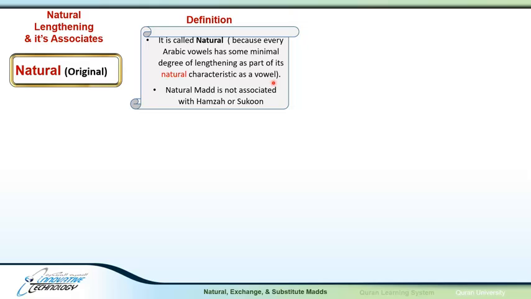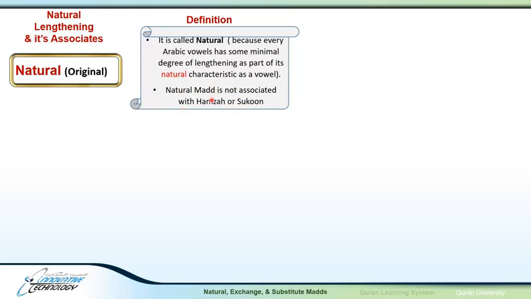Now, this happens naturally if it is not followed by a hamza or sukoon. In the case of being followed by hamza or sukoon, the extension would be for a longer period of time, beyond the 2 units. Instead of saying ah, we'll say aah. Instead of saying ooh, we'll say oooh. So extending beyond natural deviates us from the type of original or natural med to another type, which is not the topic of this lesson.